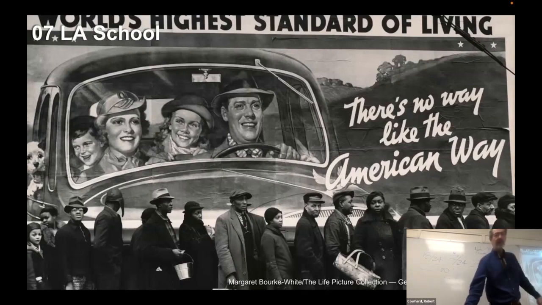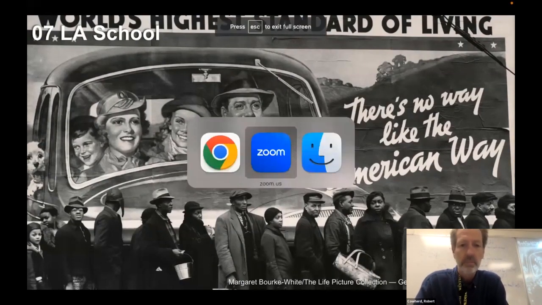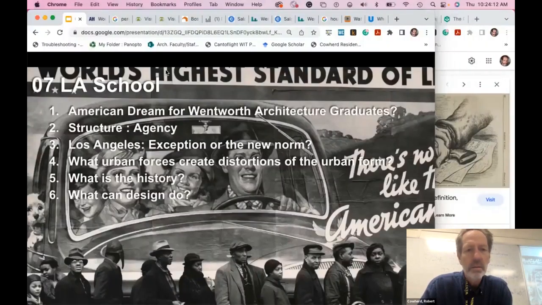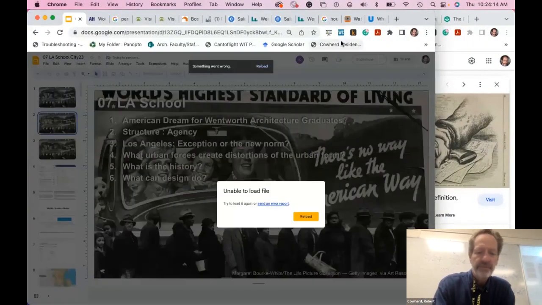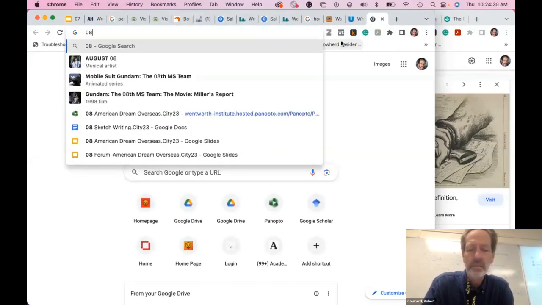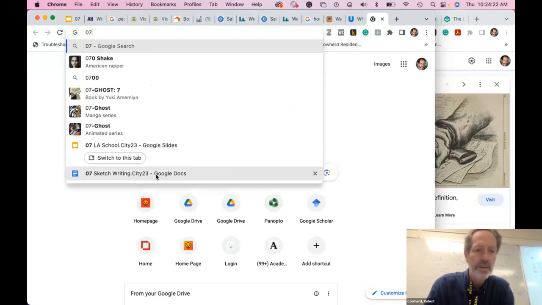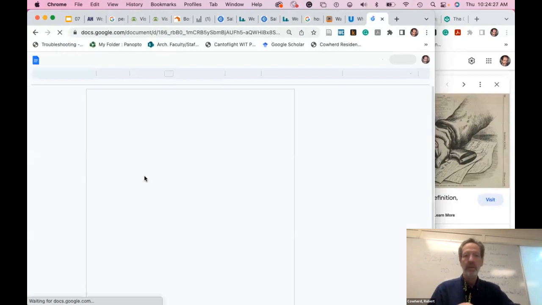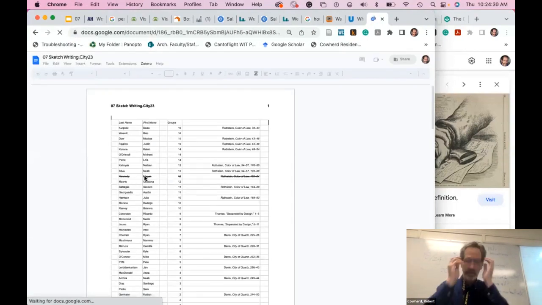What's the difference between a note and a bibliography? Citation is like our section of the meeting. The bibliography would be the citation for the entire book. Well, let's see. Are we 08 or 07? We're 07. Let's look at the sketch writing. What do your classmates say is the difference?